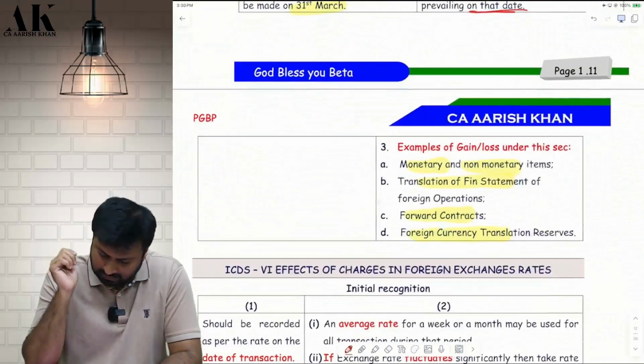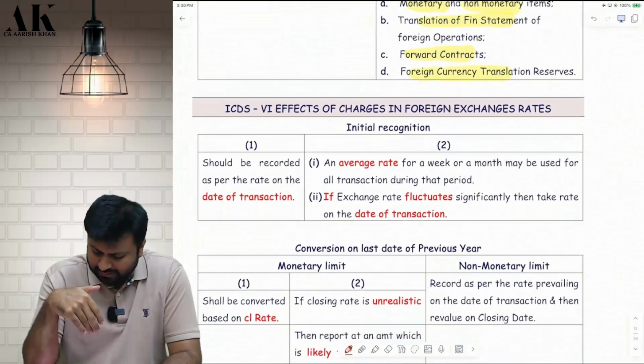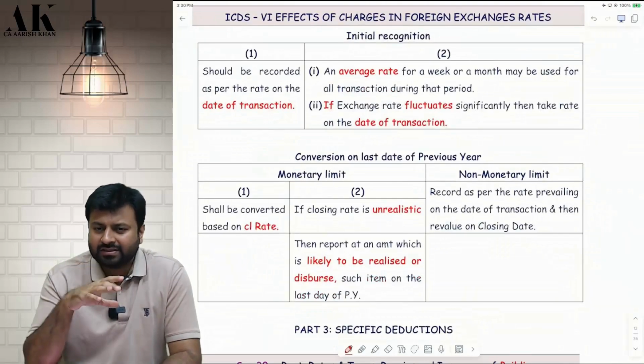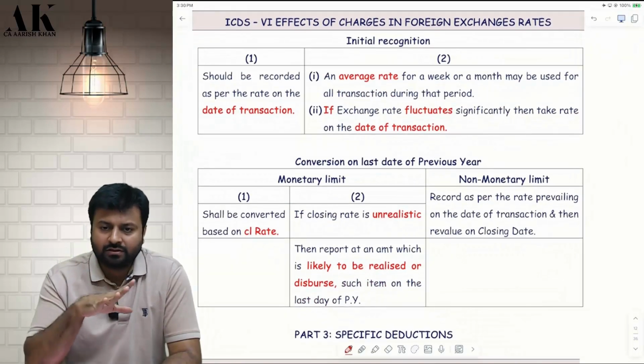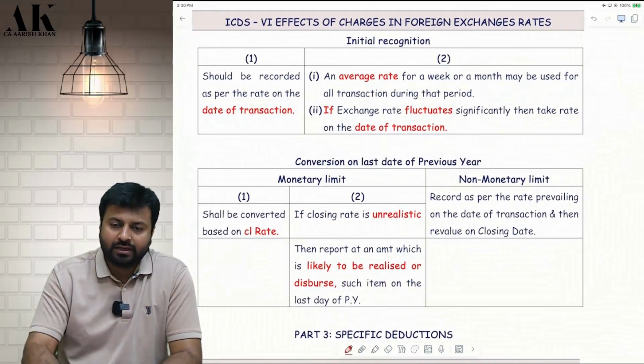Last, there is one ICDS. I am not doing that ICDS today. I'll be doing it tomorrow. Anyway, it is similar to accounts only. So I'll be taking up this particular thing in the next lecture. For today, I am stopping the lecture here.